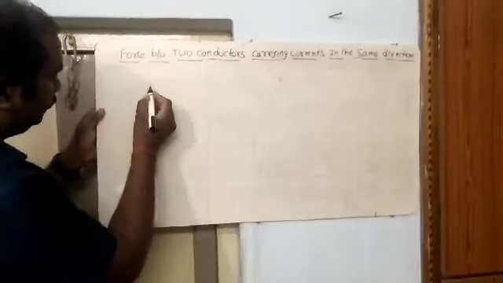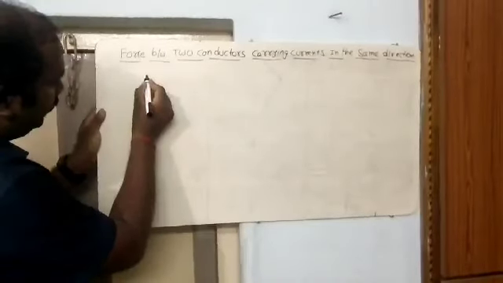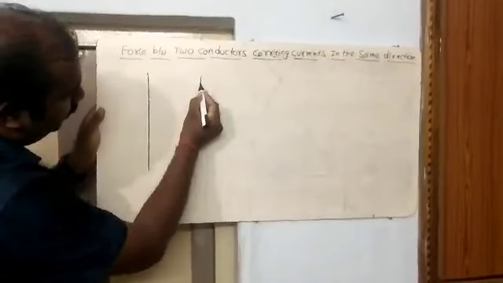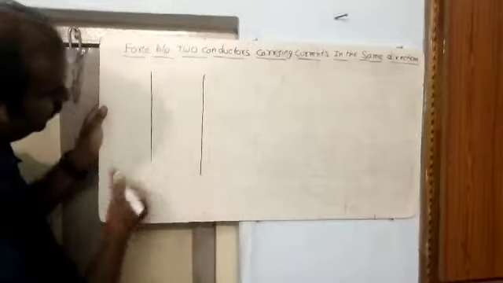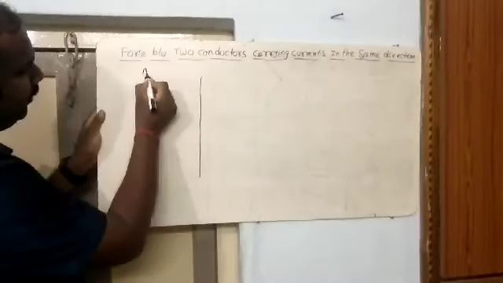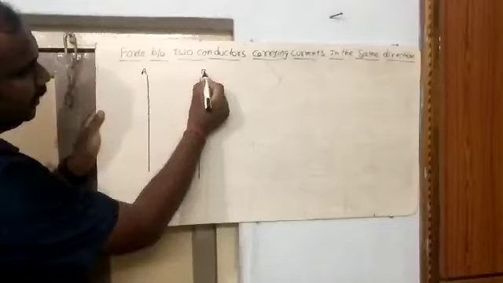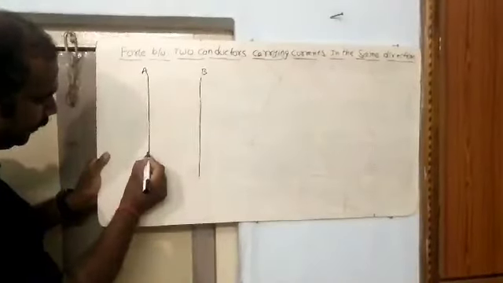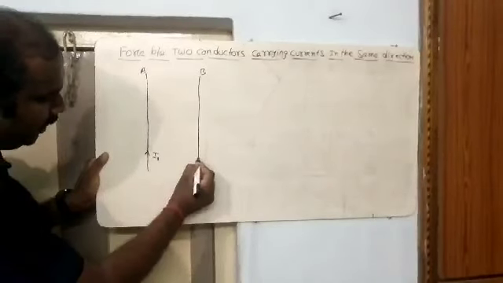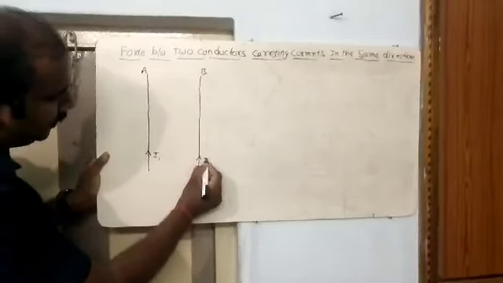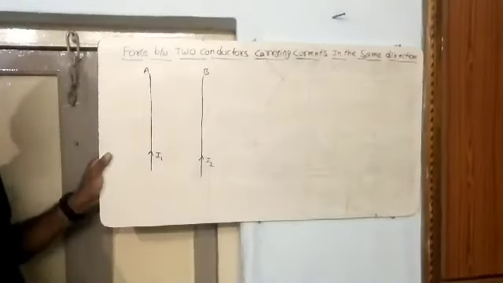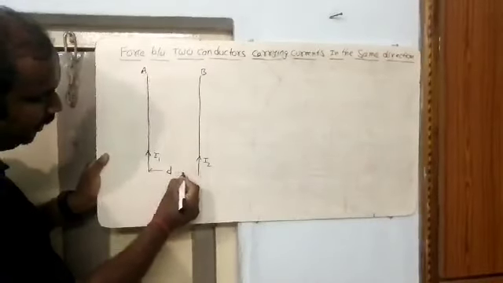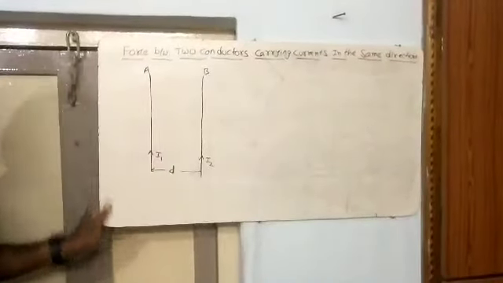Here I am taking two conductors. The first conductor I named A, the second conductor I named B. The current passing through the first conductor is I1 and the current passing through the second conductor is I2. The separation between these two conductors is D.